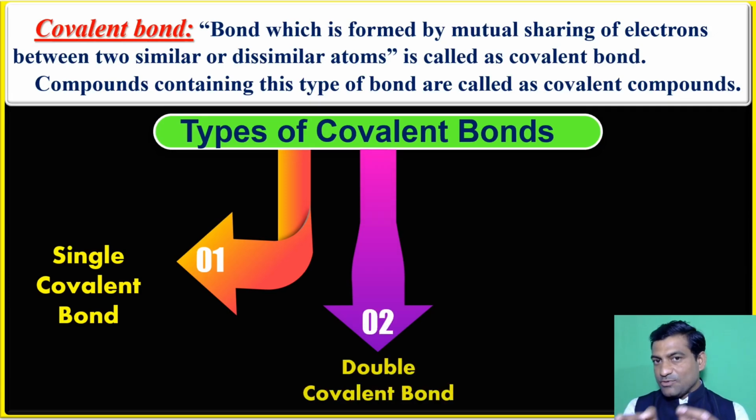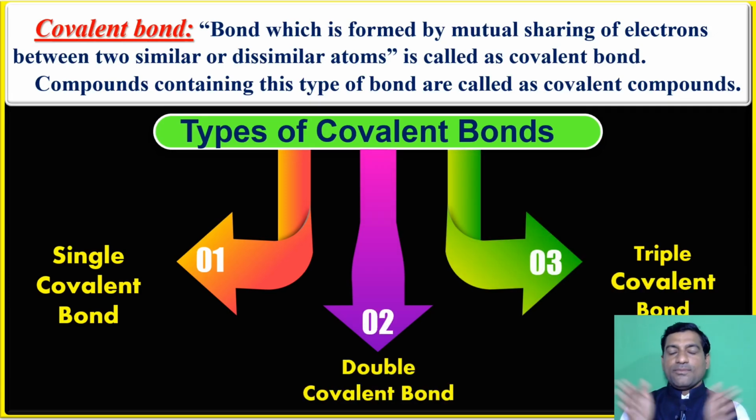There is a mutual sharing of electrons between the two atoms. Means one atom gives one electron, then another atom gives one electron, and these two electrons form one bond. That bond is called a covalent bond. That is the mutual sharing of electrons between the atoms. The atoms may be similar or dissimilar, and the compounds containing this type of bond are called covalent compounds.